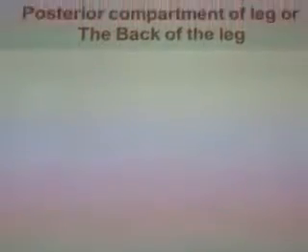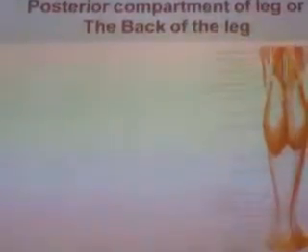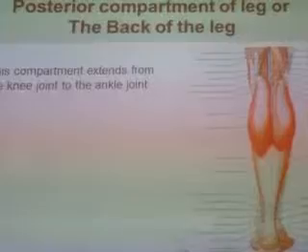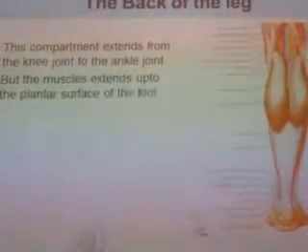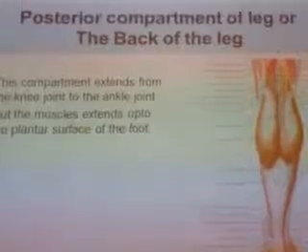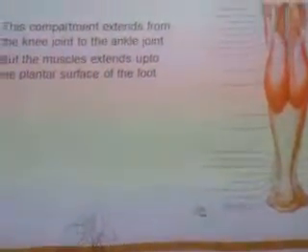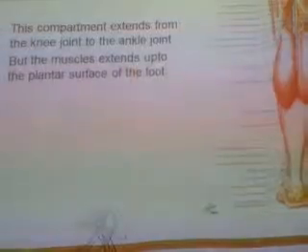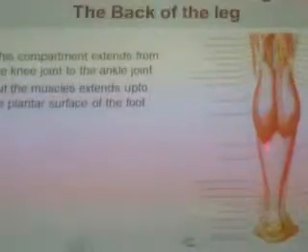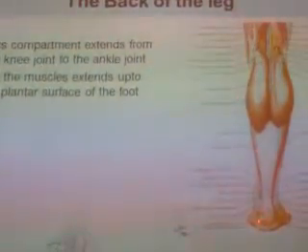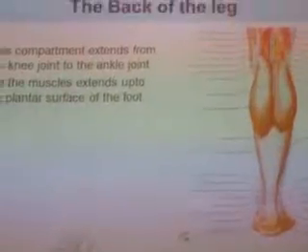Going back to the muscles of the compartment. This is the posterior compartment. First we will start with the posterior compartment because that is the most important compartment here. As I said, the posterior compartment extends from the knee to the ankle, but the muscles extend beyond, just like in the case of the forearm. Even though the forearm extends from the elbow joint to the wrist joint, all the muscles extend to the hand. Similarly here, even though this extends between the knee and the ankle, the muscles will extend beyond that, into the foot.